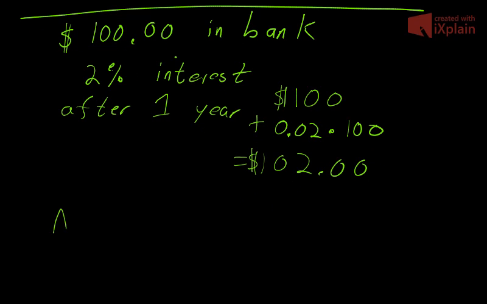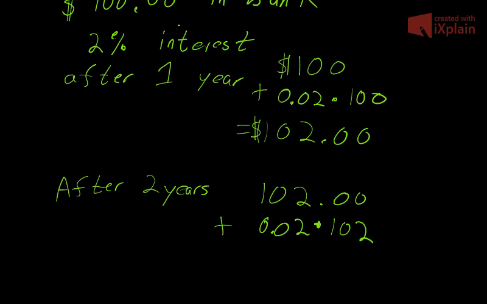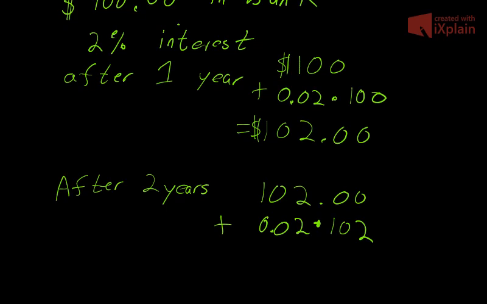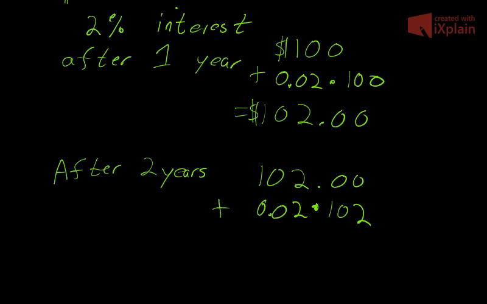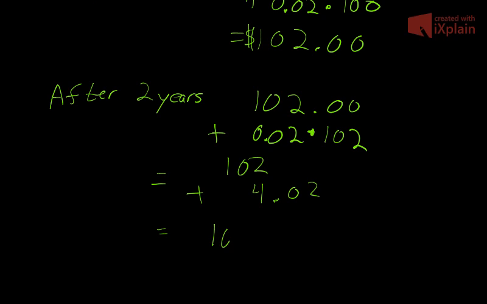After 2 years, I'm going to once again start with my 102, and I'm going to add my interest rate times what is in there, except this time I don't have $100 in there, I have $102 in there. So it's going to grow a little bit faster. What that means is that my 2% now is going to bump me up to having 102 plus 4.02, which is going to equal, now all of a sudden I have $106.02.